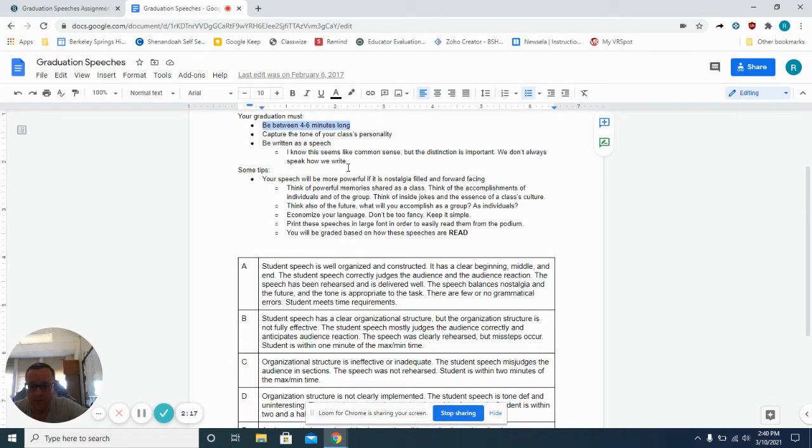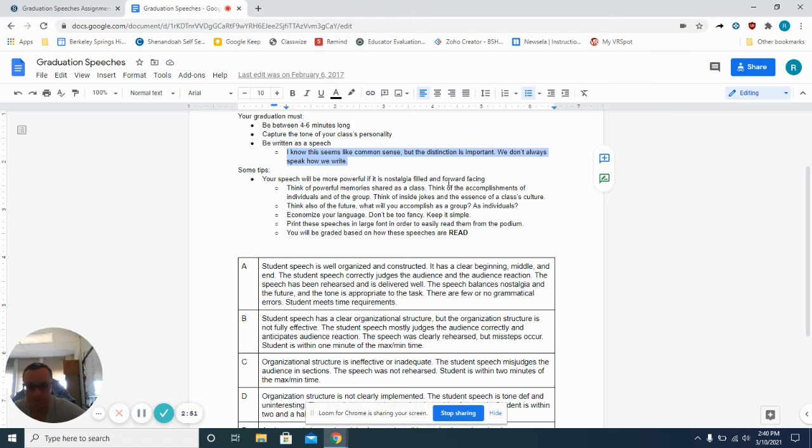Okay. And then something else I want to point out to you is that this needs to be written as a speech. And people who write speeches realize that we don't always speak the way that we write, and those are two different things. And writing a speech is a different skill set. So as you read this out loud, I want you to consider whether or not your speech reads like a speech or does it read like a story or an essay?